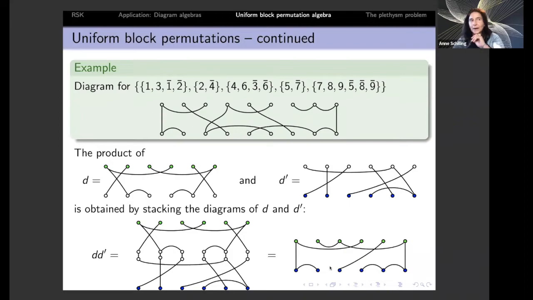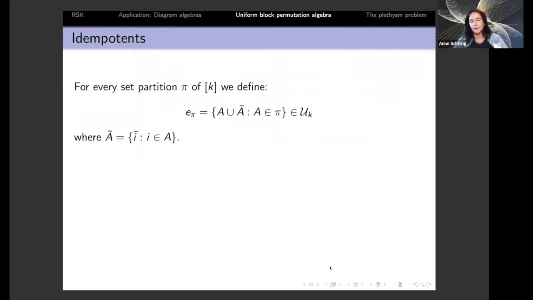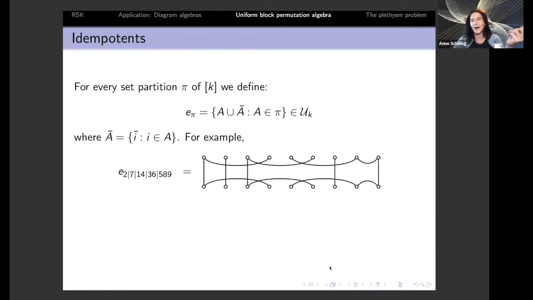So to look at the representation theory for this algebra, it's important to know what the idempotents are. So the idempotents are just elements that square to themselves, right? So E squared is equal to E. And it turns out that the idempotents are precisely the ones where if I take a certain partition of the top elements, then they should be mapped exactly to the same partitions in the bottom.